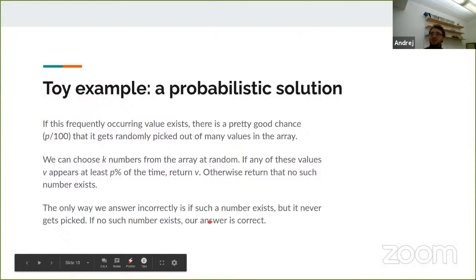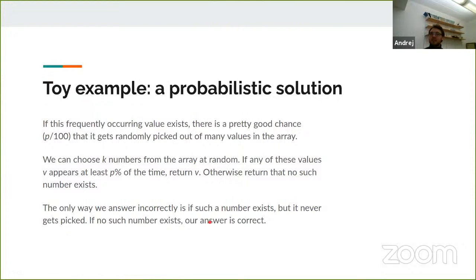Now let's look at an actual probabilistic solution. So you might have this value that occurs many, many times in the array. If you just choose an item at random, there is a significant probability, a pretty good chance, that you'll be randomly picking it out of the many values that exist in the array. So if the value occurs with probability 0.6, then there's a 0.6 chance that that is the value that you picked out.